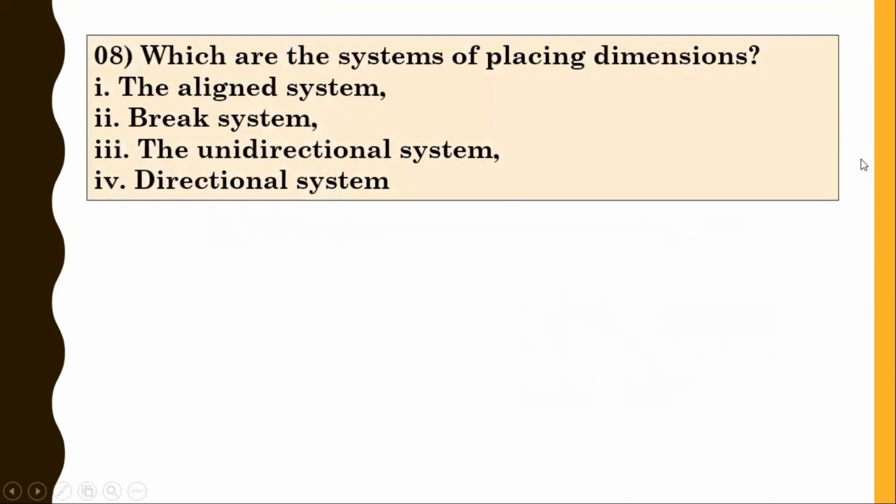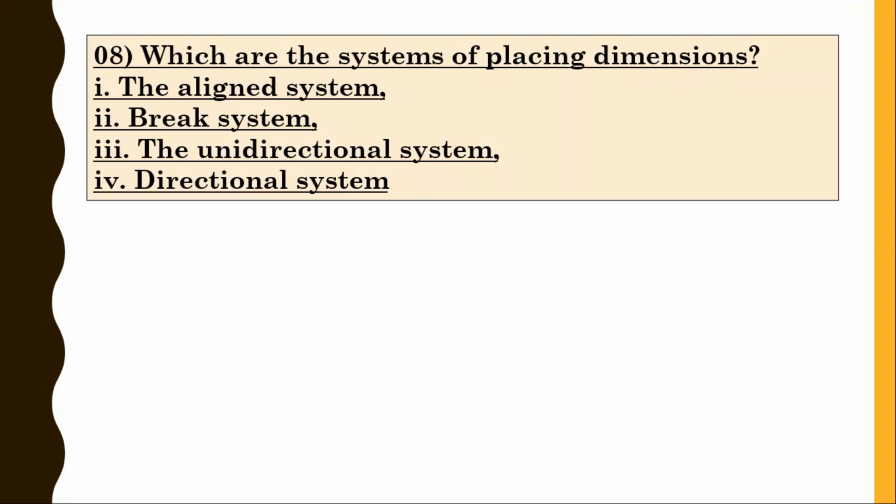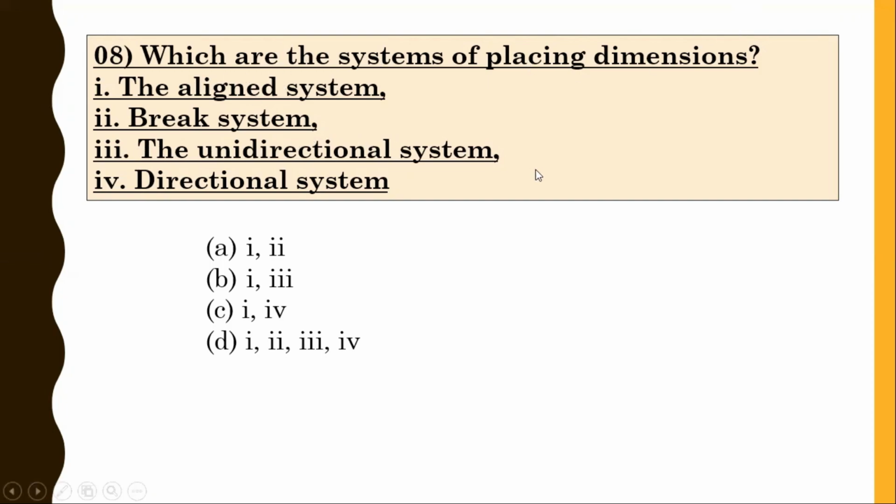Next MCQ. Which are the systems of placing dimensions? First, aligned system, second, break system, third, the unidirectional system, fourth, directional system. Options are A first and second, B first and third, C first and fourth, D all of the above, that is 1, 2, 3, 4. So for placing the dimension, two methods are there, that is first, the aligned system, and third, the unidirectional system. So option B is correct, first and third system.